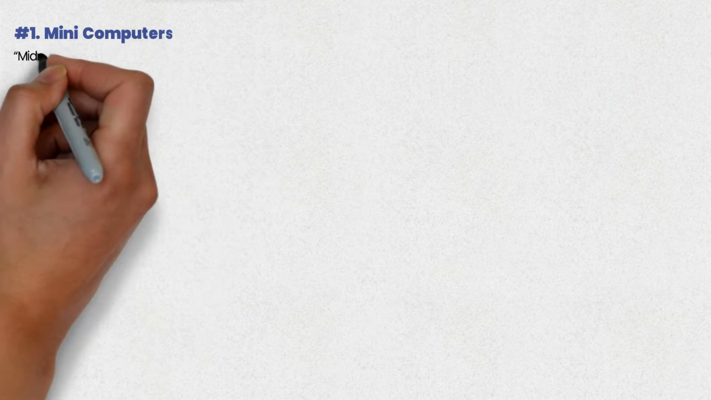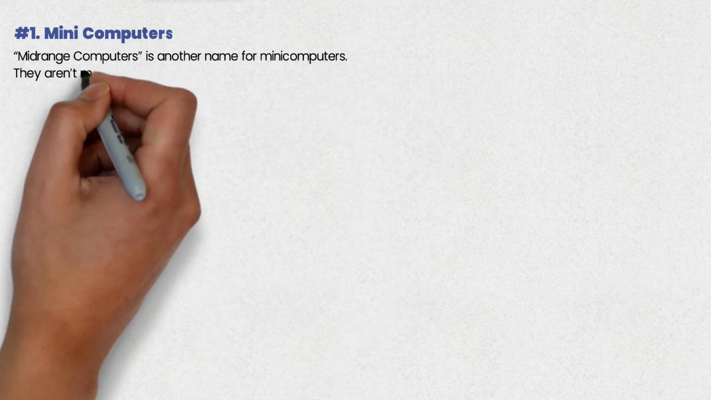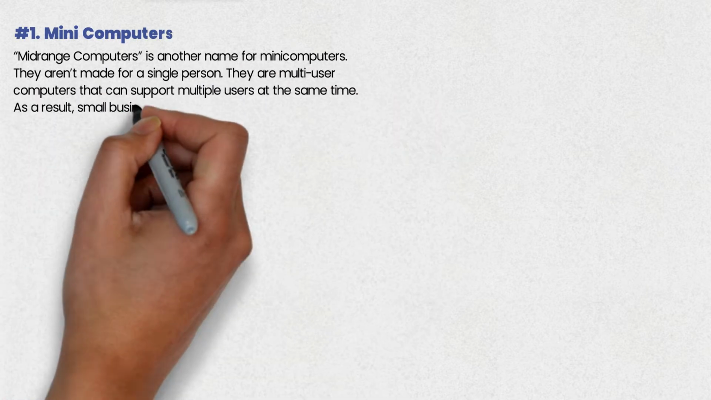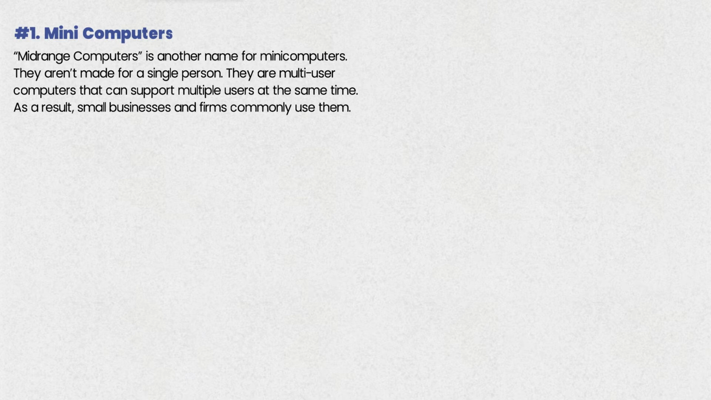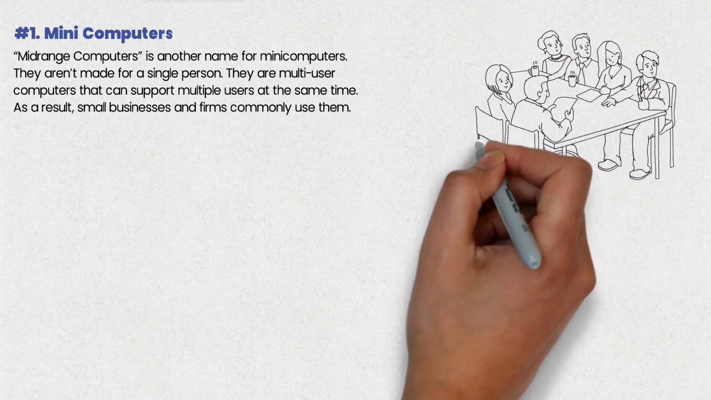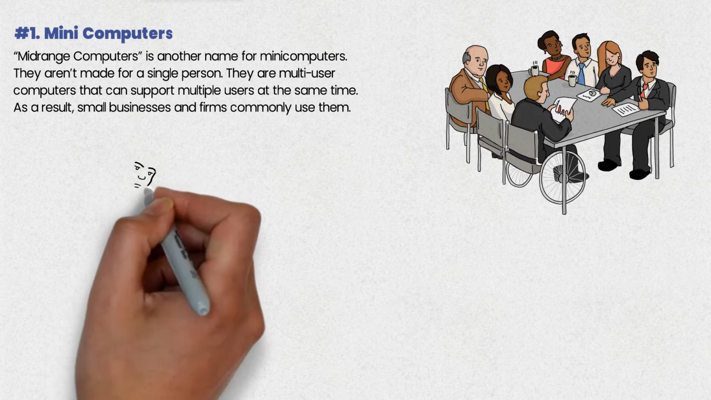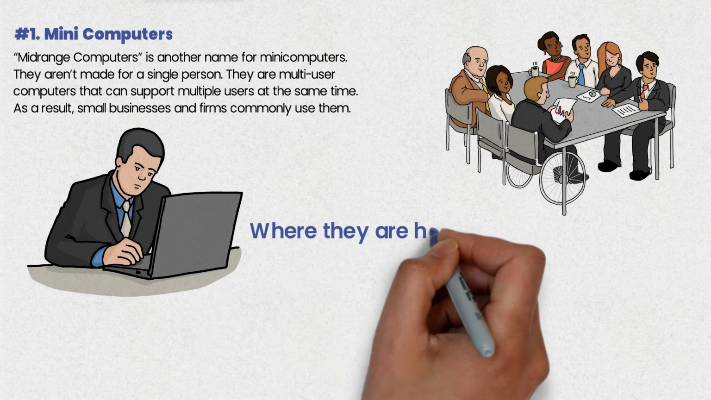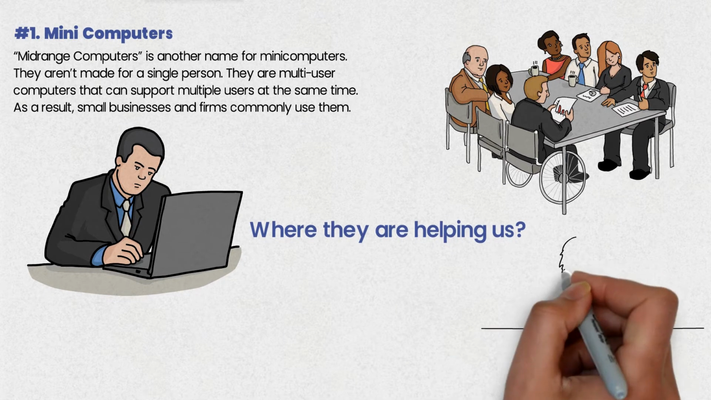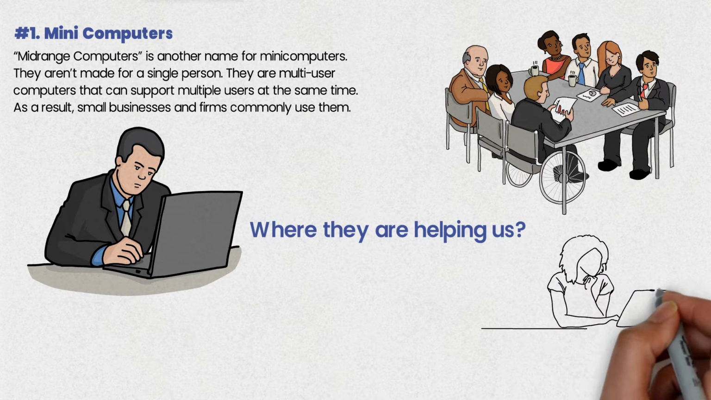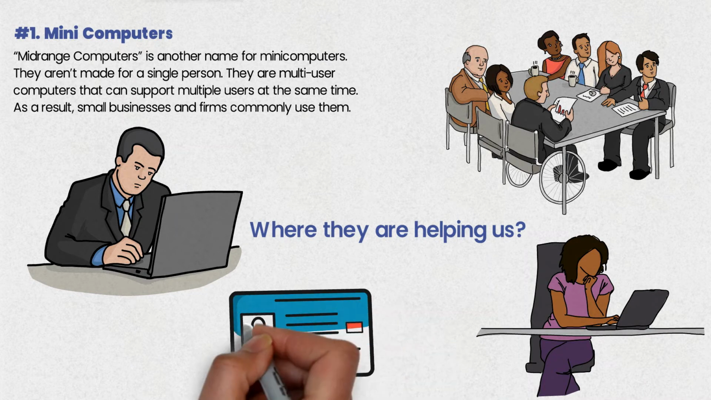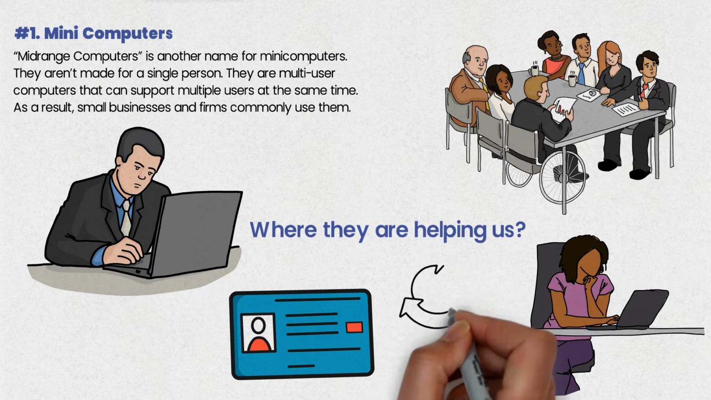The second on our list is mini computers. Mid-range computers is another name for mini computers. They aren't made for a single person. They are multi-user computers that can support multiple users at the same time. As a result, small businesses and firms commonly use them. Now, where they are helping us. Different departments of a company use these computers for different purposes. For your understanding, a mini computer can be used by a university admissions department to monitor the admissions process.